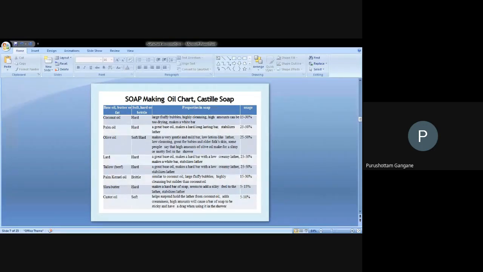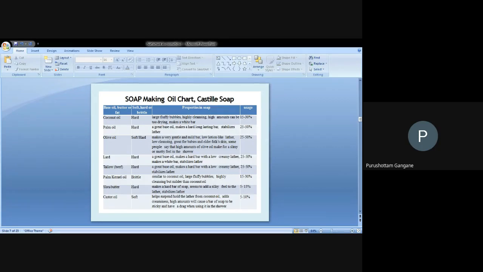Okay, a soap making oil chart is given here, because soap is used as an anionic surfactant. The first column contains the different types of oils. The vegetable oils are there, and some fats of animal origin are also included in the first column. Coconut oil, palm oil, olive oil, these are of vegetable origin. Lard and tallow are of animal origin. Palm kernel oil, shea butter oil, and castor oil, again, are of vegetable origin.